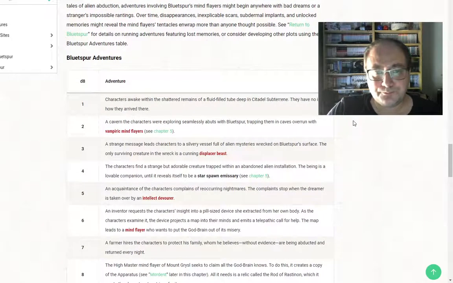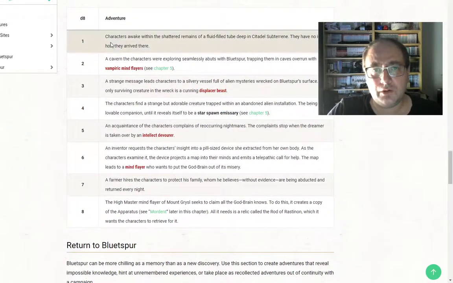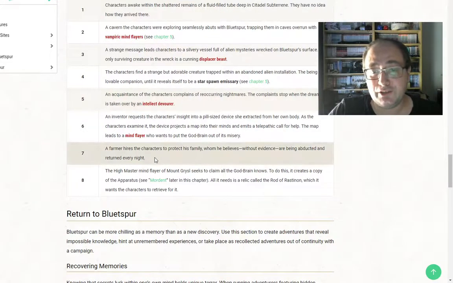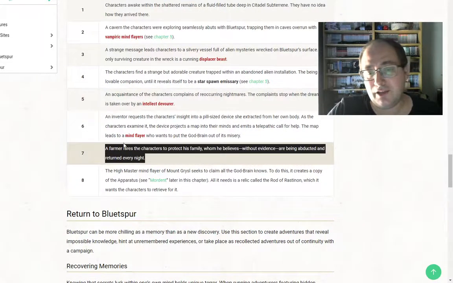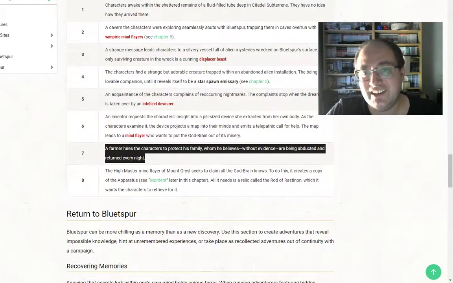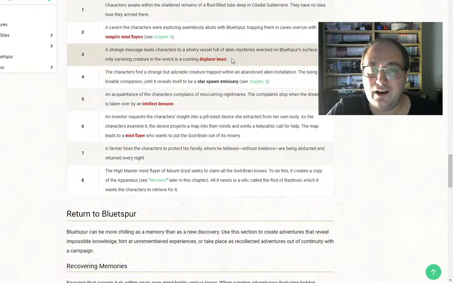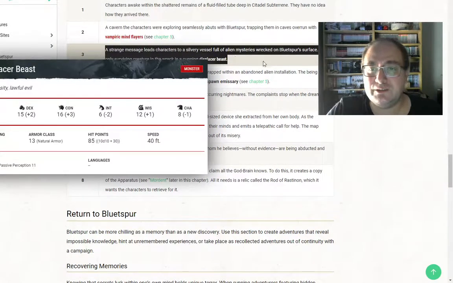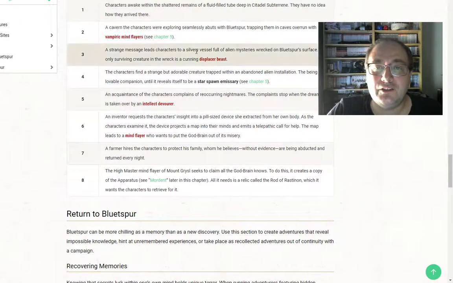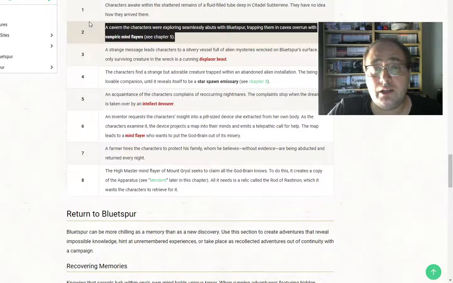DM tools are very good. You've got seeds for adventures, so you've got a bunch of pretty cool adventures. Here you go, you've got a kind of body snatcher adventure. You've got almost a kind of Men in Black adventure, like you're investigating an alien crash. Ooh, there's a classic: you go into the Underdark, and in the Underdark, you accidentally enter into Bluetspur.